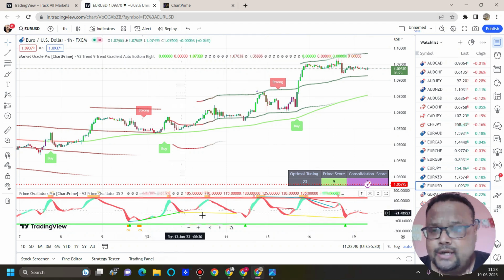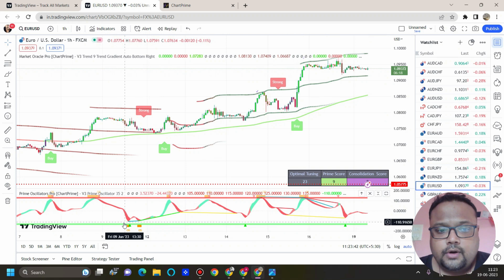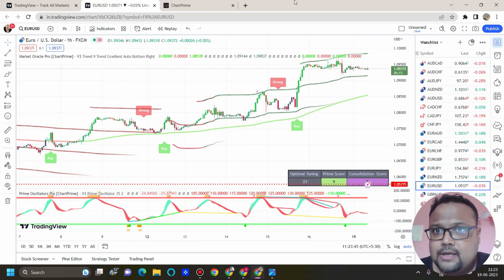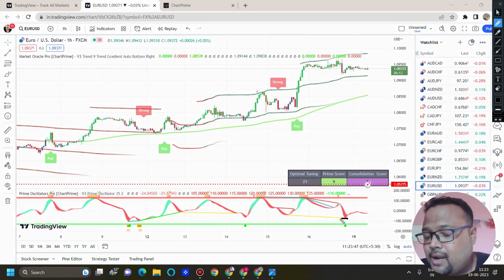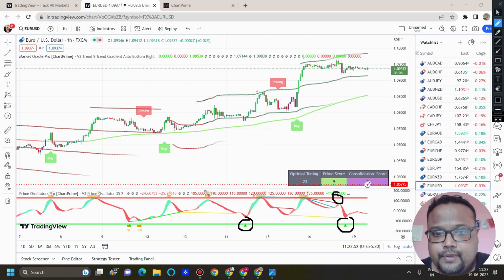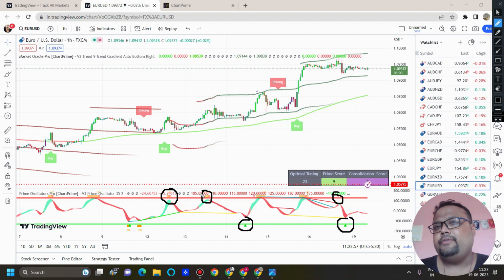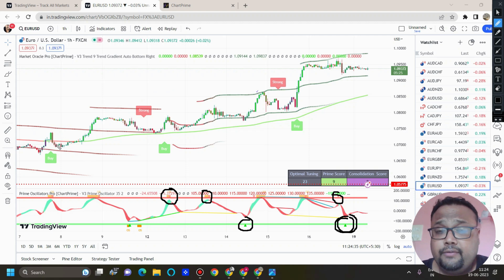So the oscillator not only tells you the oversold and overbought levels, but it also marks the reversal levels as well. So whenever you get a sell sign from the oscillator, then you can obviously go for a sell. If you get an arrow like this at the bottom, then obviously you can go for a buy. So Chart Prime not only gives you buy and sell signals on the live market, but the useful and powerful tools also help you with your analysis.